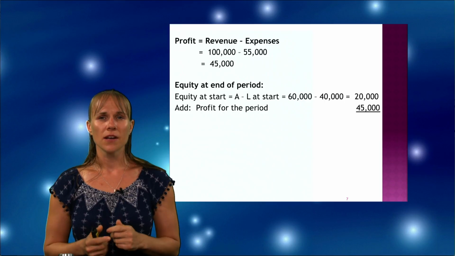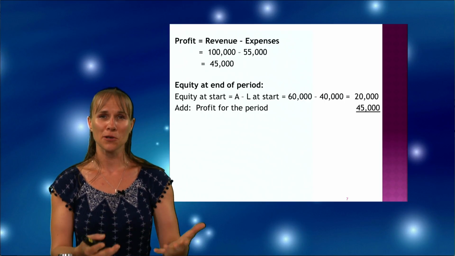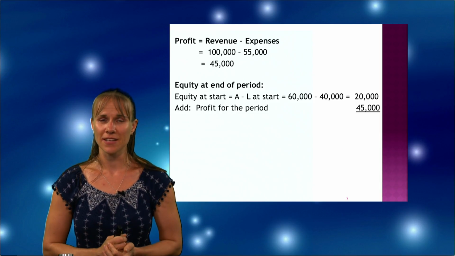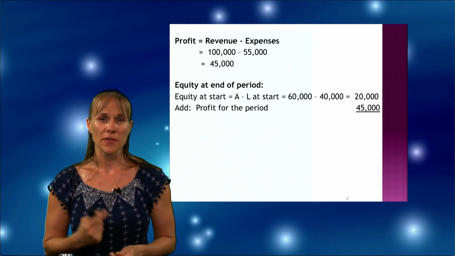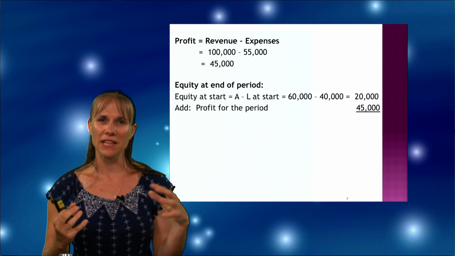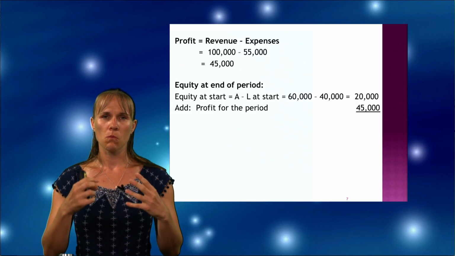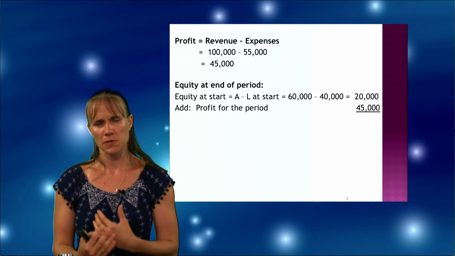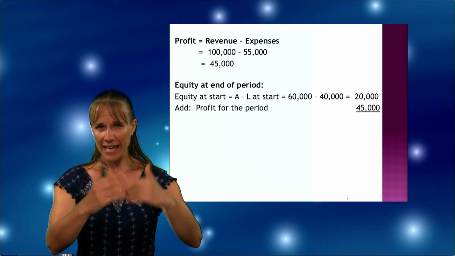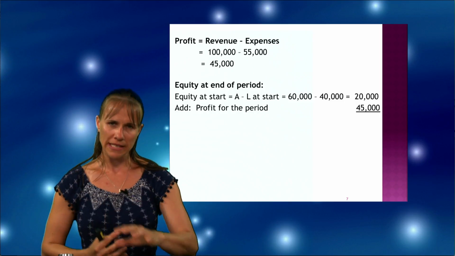From here, we add in our profit for the period, because again, profit belongs to the owners. So profit for the period, which we just calculated, is $45,000. Just on that note, with the number of calculations in accounting where they link together, you really need to be very careful when you're performing your calculations, because if you make an error at the start of a process, that error will carry through the rest of your process and throw out the remaining numbers.